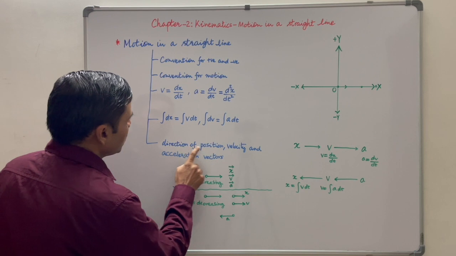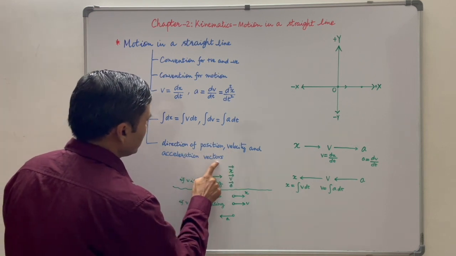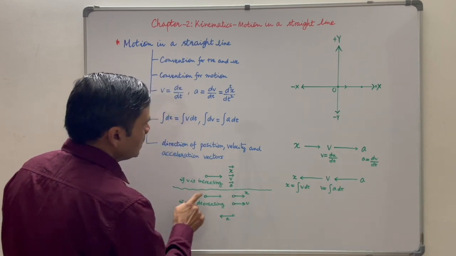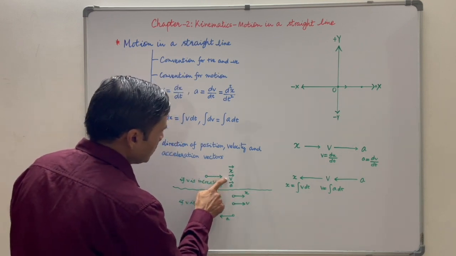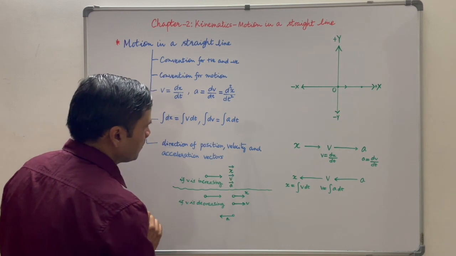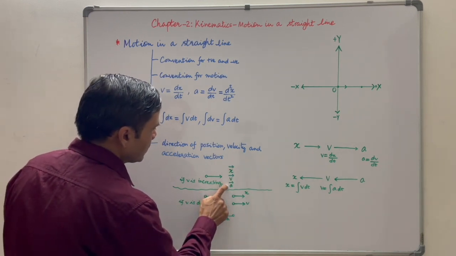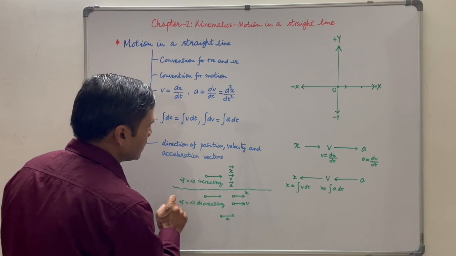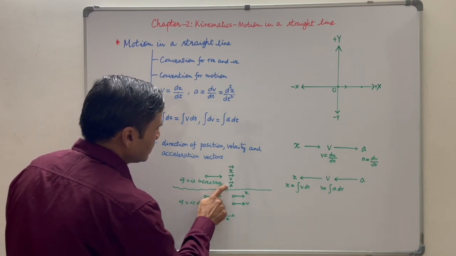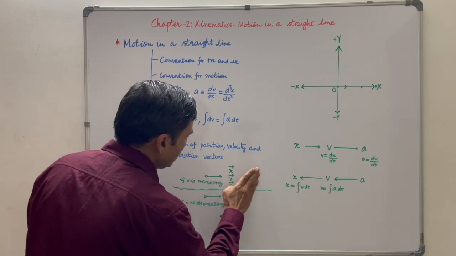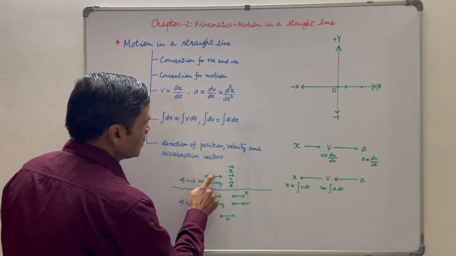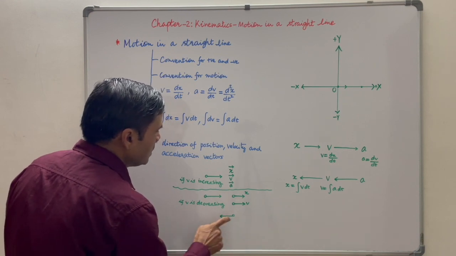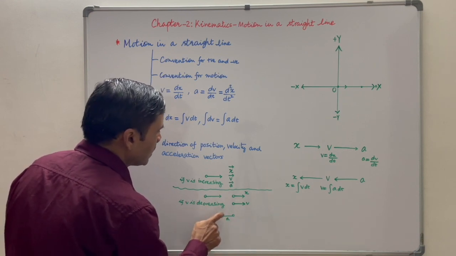Last point, direction of position, velocity and acceleration vectors. Consider a particle is moving in the positive x direction. Then its position vector and velocity vector will be in the same direction. Direction of acceleration vector will depend on whether the particle's velocity is increasing or decreasing. If it is increasing, then acceleration vector will also be in the same direction. But if particle's velocity is decreasing, then acceleration vector will be in opposite direction, means negative acceleration or retardation.